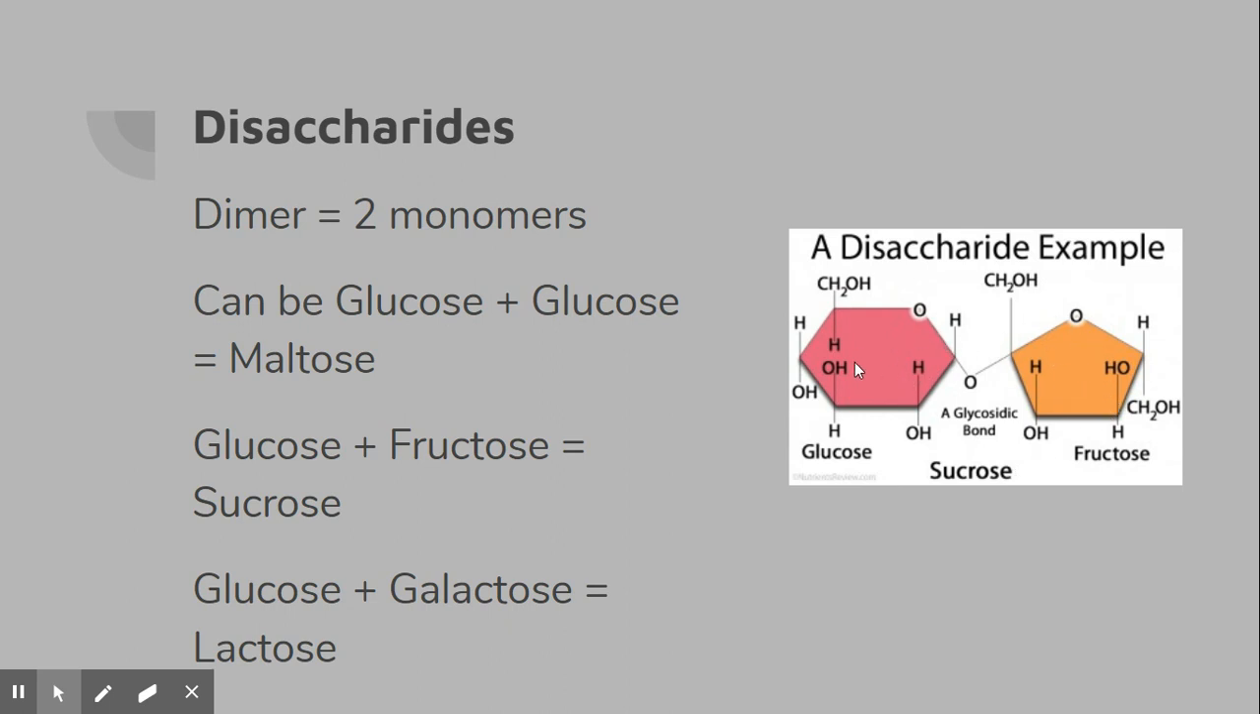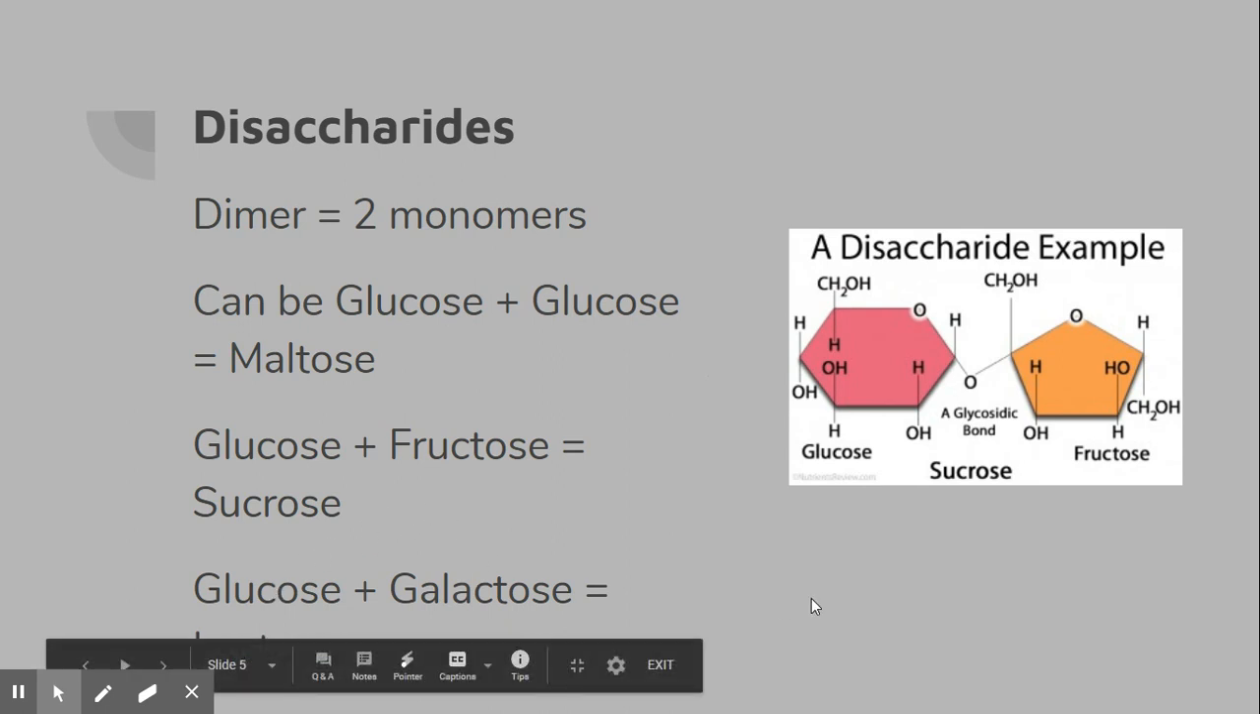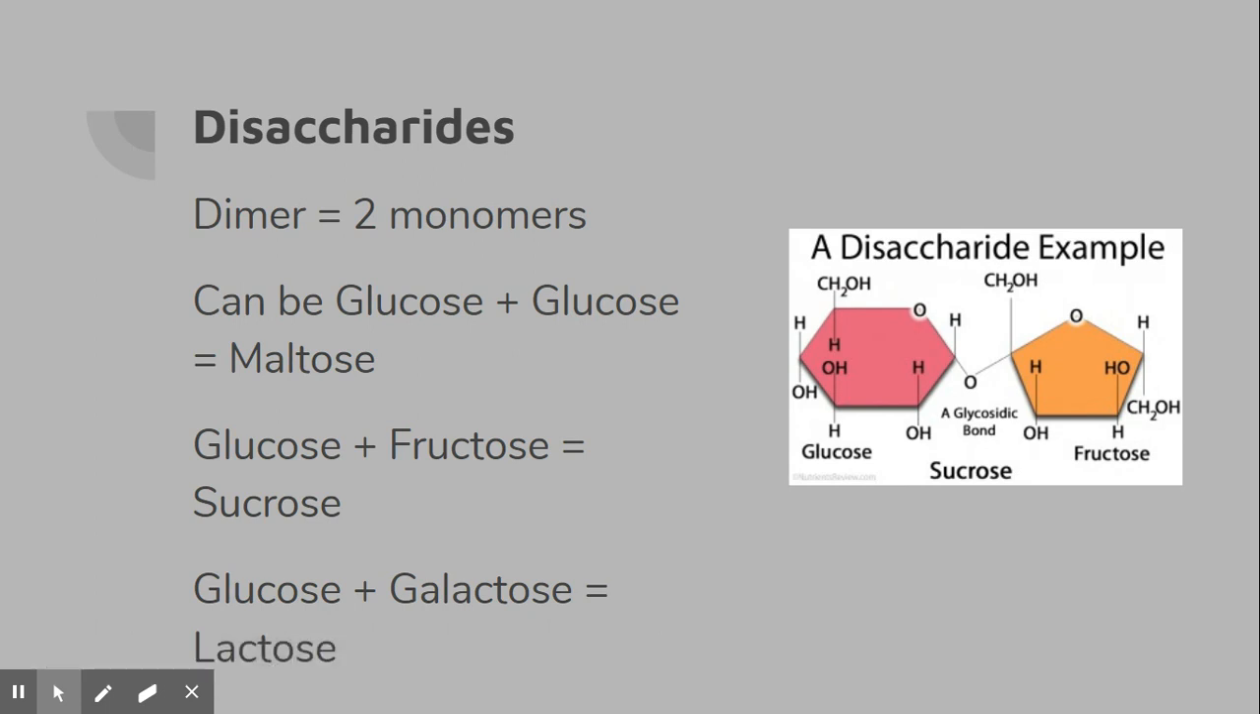Fructose comes from fruit, glucose comes from other sugar producing plants, and then together we get that sucrose. So that's what you put in your tea, that's what you put in your coffee, that's what you sprinkle on your cereal. So that's that. Now, if we take a glucose and a galactose, that gives us lactose.